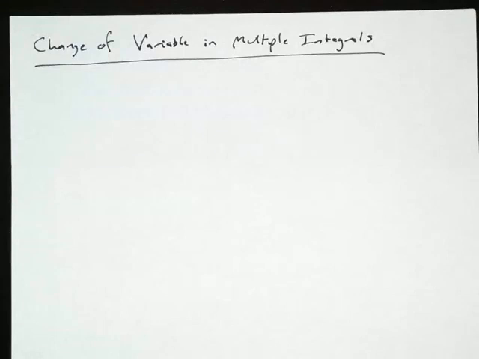I can think of our change of variable equations as a transformation from one set of coordinates to another, which makes it a vector valued function.